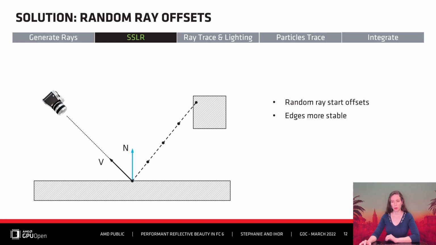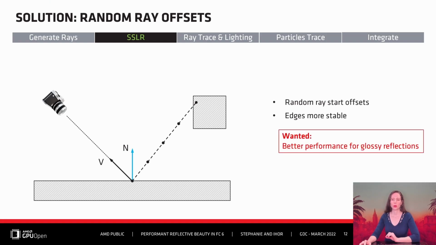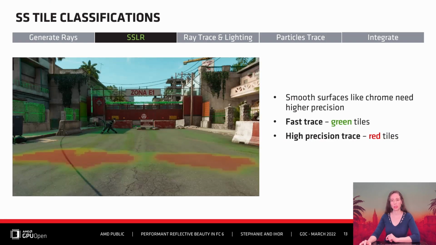With this, edges became much more stable, which is exactly what we were hoping for, except we knew that glossy reflections don't need a trace with such a high level of accuracy. We wanted something more performant for glossy reflections. We needed to find a way to identify where we need to use our linear trace and where reflections could be less precise.